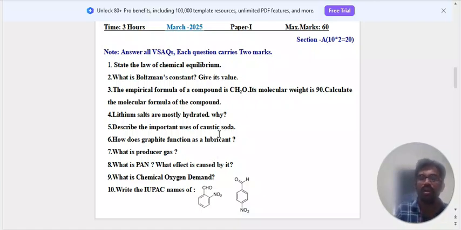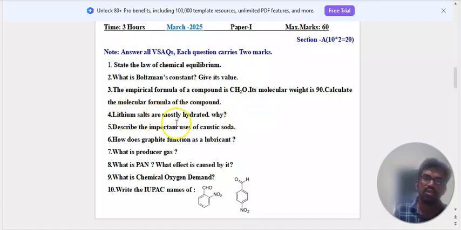Recently, people who attempted the intermediate first year IPE exam, I have mentioned here. You can see the March 2025 paper. You can see here that it is a very simple IPE question paper. The first question states the law of chemical equilibrium. The second one is the Boltzmann constant, give its value. And the third one: the empirical formula of a compound is H2O and its molecular weight is 90, calculate the molecular formula of the compound.